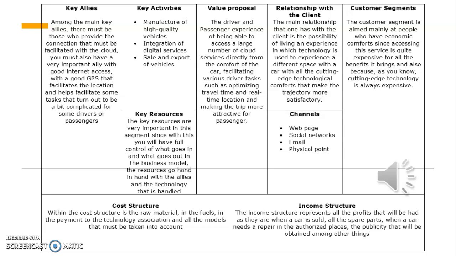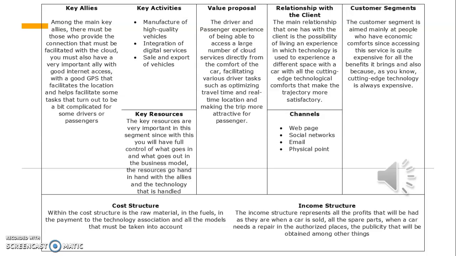The principal channels are the web page, the social networks, the email, and the physical point that provides the cars and the service that they present. The key resources are very important in this segment, that is, you will have the control of the business model and resources handled by the allies and the technology that is handled. And the cost structure is important, and it is the cost of the raw material, fuels, payment of the technology association and the models to be taken into account.